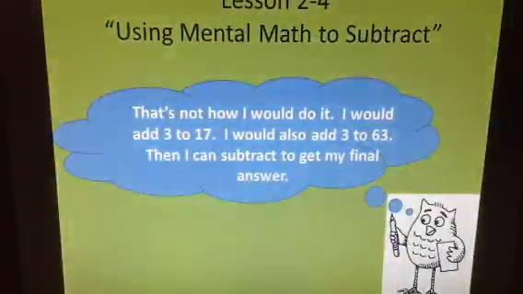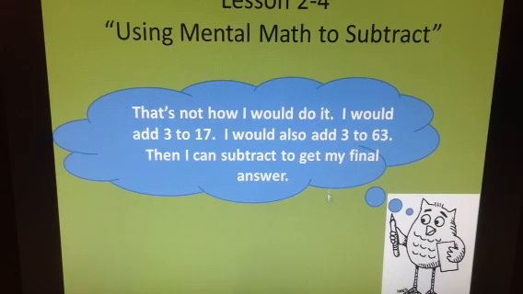However, there's another way to do it. This OWL way to do it is also written in your textbook on page 41, and it's titled Another Way. It explains it up there too. The OWL says, that's not how I would do it. I would add 3 to 17. I would also add 3 to 63. Then I can subtract to get my final answer.